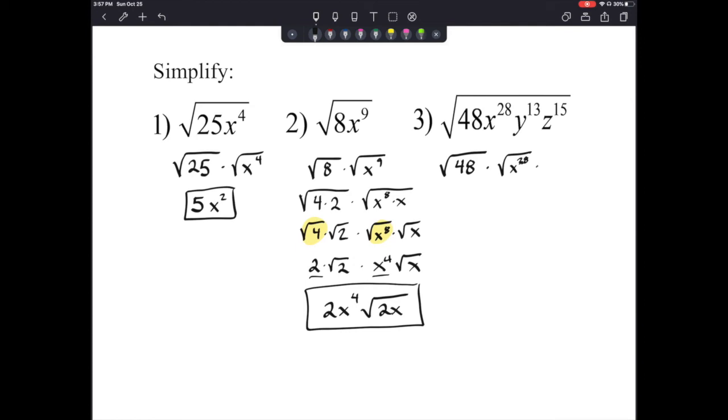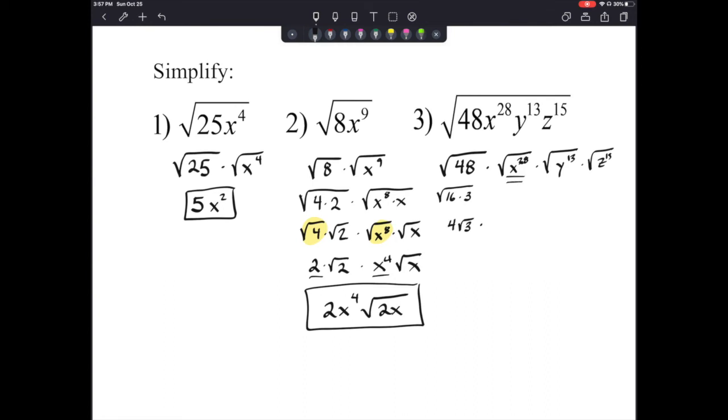Simplify each, and then put it all back together. So here we go. Square root of 48. When you simplified that one there, that was like saying the square root of 16 times 3, which gives you the square root of 16 is 4 times the square root of 3.